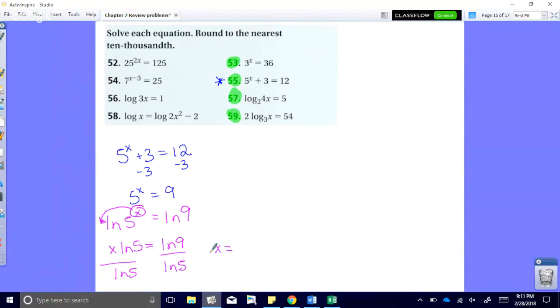Okay, and then again, this becomes calculator. So you can't just divide 9 by 5, you have to make sure you put the natural log. Okay, or you could do it with log. So I'm going to do 9 natural log divided by parentheses natural log 5, close my parentheses, hit enter, and I get 1.36.